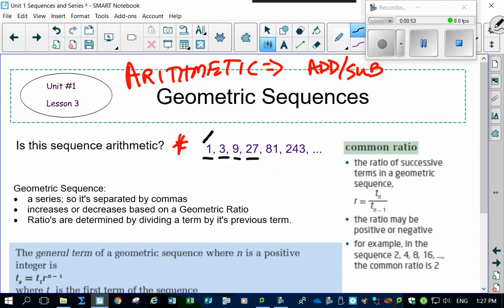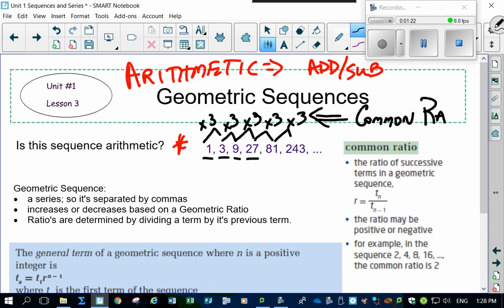We're going from 1 to 3. We're actually multiplying by 3, because check it out. 3 to 9, again, you're multiplying by 3. 9 to 27 is multiplied by 3. 27 to 81, multiplied by 3. Even if you can figure this one out, 81 to 243 is actually, again, multiplied by 3. So we don't have a common difference anymore. We actually have something called a common ratio.